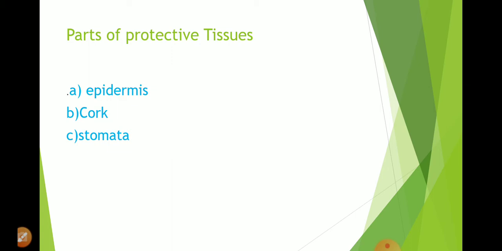Here I have included stomata because stomata is present on the epidermal surface. The epidermis of the leaf and the green stem is interrupted by small pores that we call stomata. Therefore, it must be included in the epidermal portion because it is a kind of structure which is found in the epidermis. So now, first, epidermis.